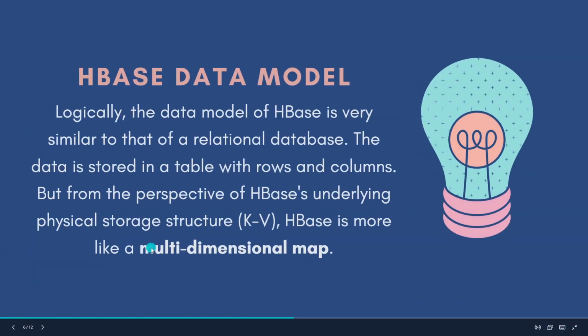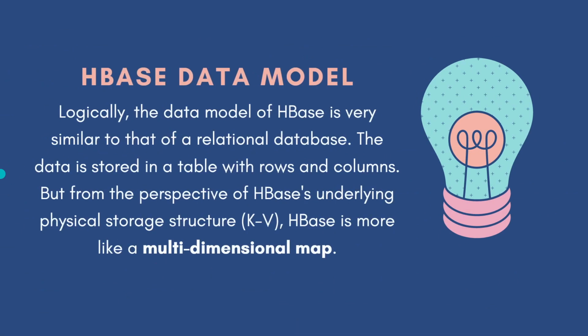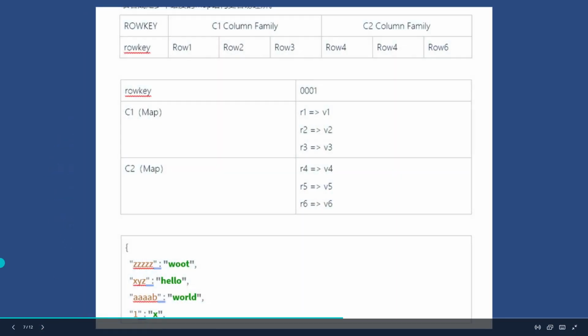So next we're gonna talk about the HBase data model. Logically, the data model of HBase is very similar to that of a relational database. The data is stored in tables with rows and columns, but from the perspective of HBase's underlying physical storage structure, we can think of it as a key-value structure, but it's actually not. It's a key with a map structure. So we're gonna talk about that.